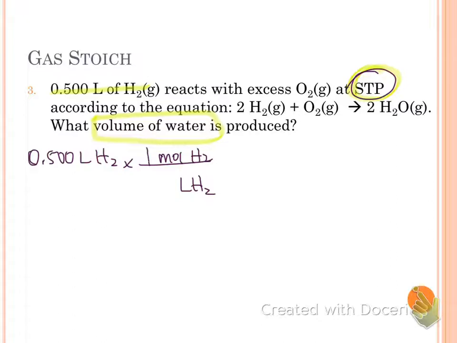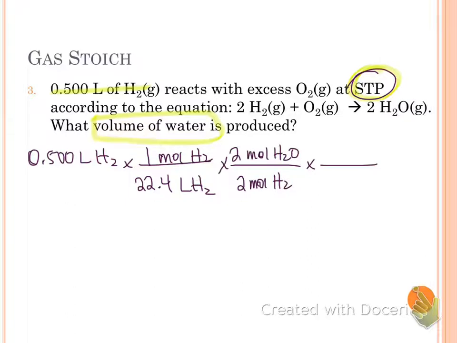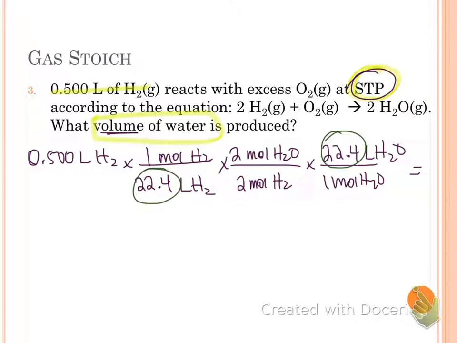Every time we're at STP, 1 mole of any gas, it does not matter what gas it is, has a volume of 22.4 liters. Well, now that we're in moles, we get to do our actual stoichiometry, that mole to mole ratio. Just a quick 2 to 2, and then it asks for volume of water, so we need to get back out to liters. We're still at STP. So as you look at this, we might notice something a little wonky about our math. 22.4 liters on top and on bottom. Those just cancel out. Our 2 over 2 is going to go ahead and cancel out as well, leaving us with 0.5 liters of water that is produced.